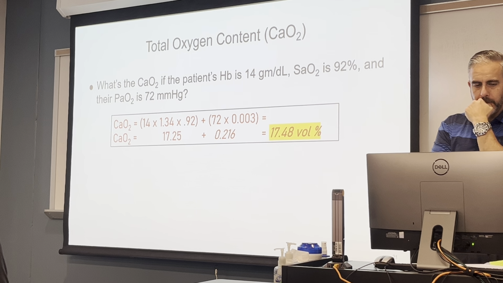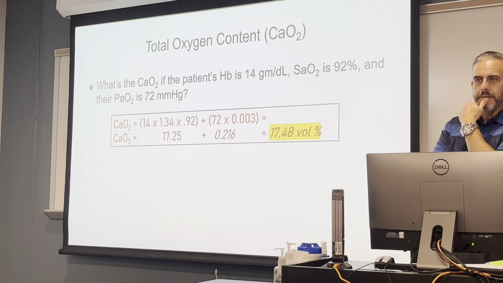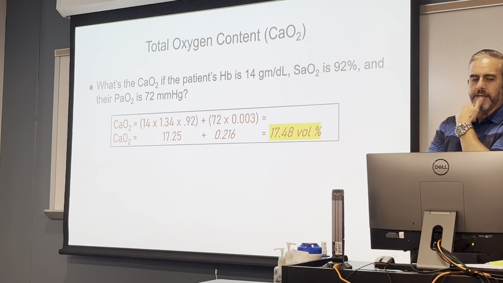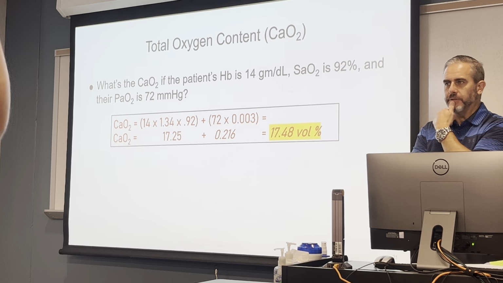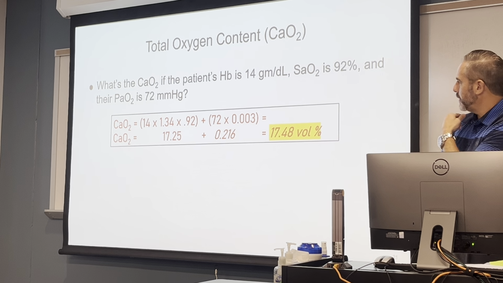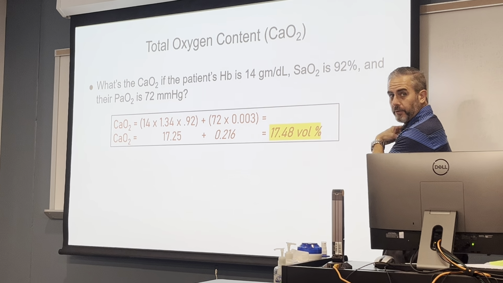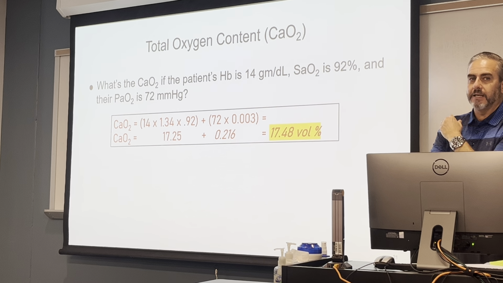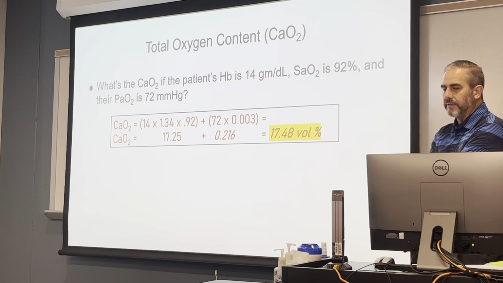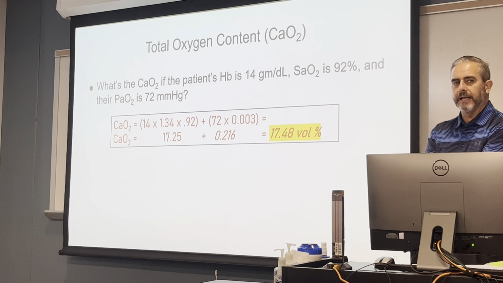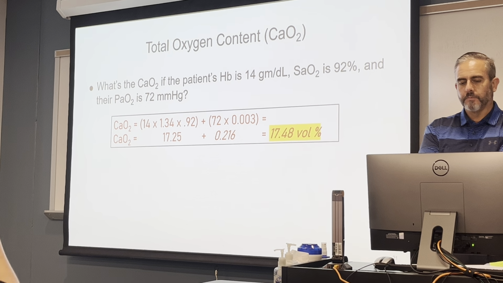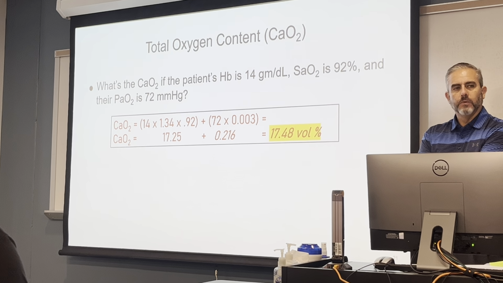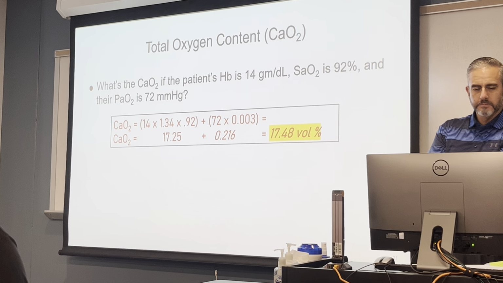Double check mine. So 14, the hemoglobin, times 1.34 times 0.98, again the saturation, that should be 17.25. The left side of the equation, which is 72 times 0.003, is 0.216. Add both sides together, we get nearly 17 and a half, just shy of 17 and a half volumes percent. I got 17.46. He rounded up.